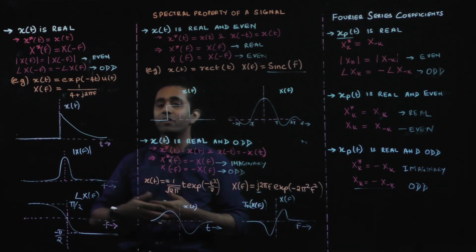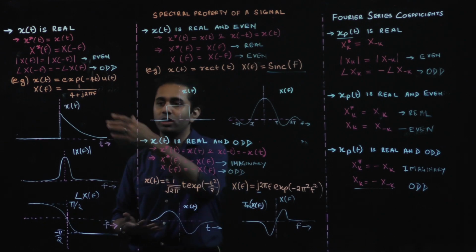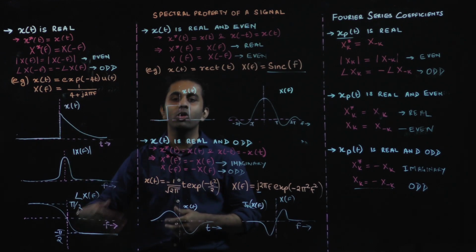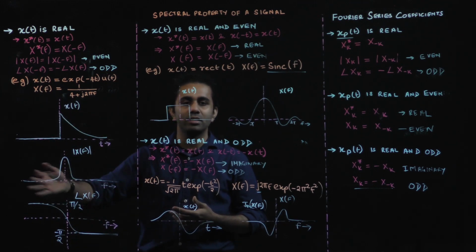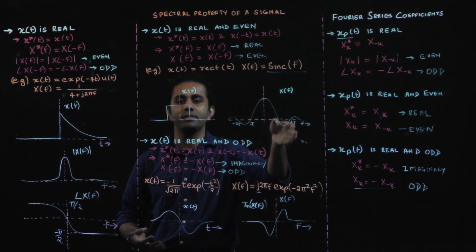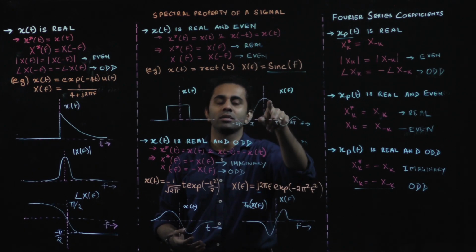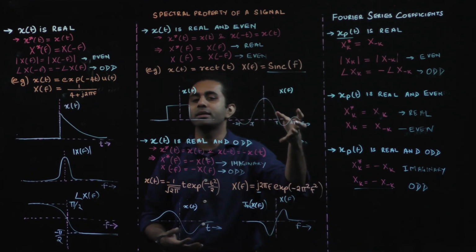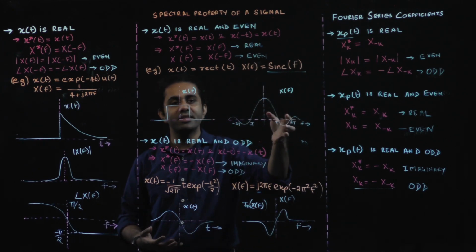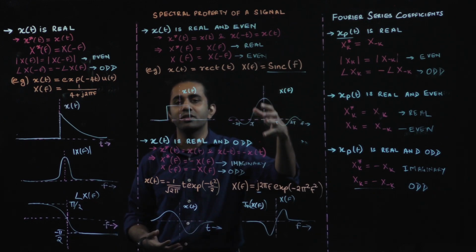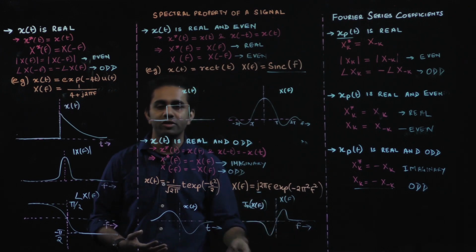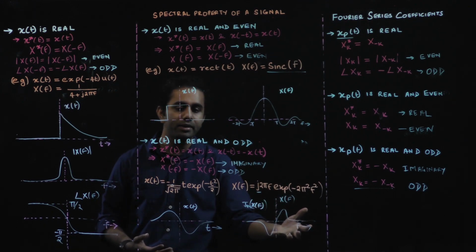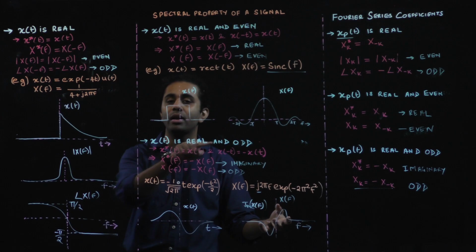Another way is if you are given the spectrum of a signal, you can figure out what type of signal you have. So if you are given something like this, I know my signal is real. If you are given something like this here, because it's a real function as well as it has even symmetry, I know x of t is going to be real and even. And if I am given something like this which is purely imaginary and has odd symmetry, I know x of t is going to be real and odd.